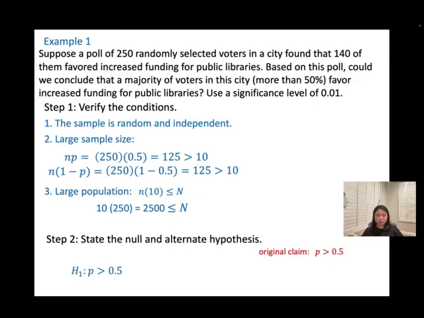So what is your null hypothesis? That would be the opposite of this one. So that would be p less than or equal to 0.5. You also can write down your null hypothesis as p equal to 0.5. And that would be a right-tail test.